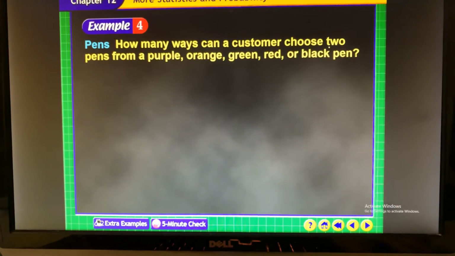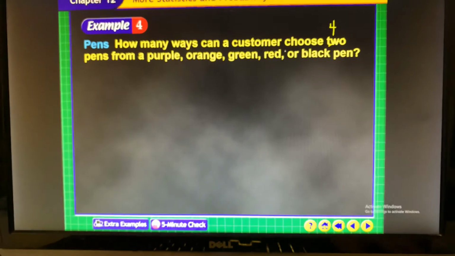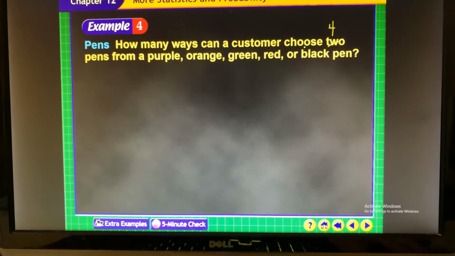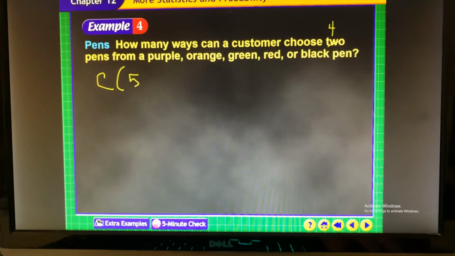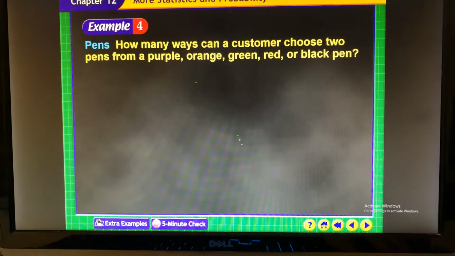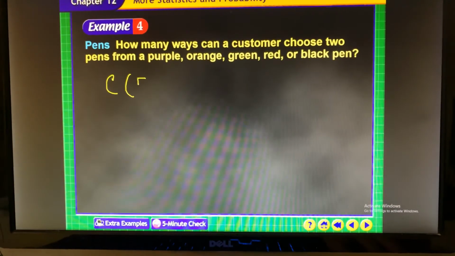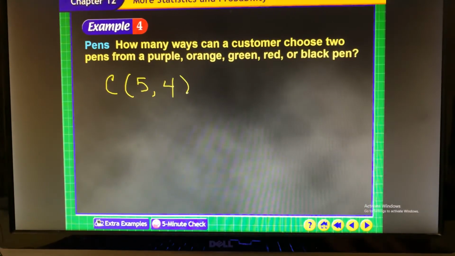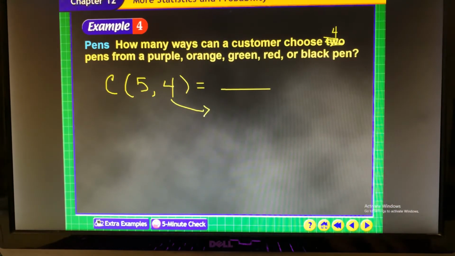Okay, let's make this one 4. How many ways can a customer choose? Again, you're just choosing, not arranging it. So I have 1, 2, 3, 4, 5 different pens. I get to choose 4 of them. I have 5 pens and I get to choose 4 of them because I changed this to be 4. And it equals, put this underneath to get rid of the doubles. Put your 4 choices down.